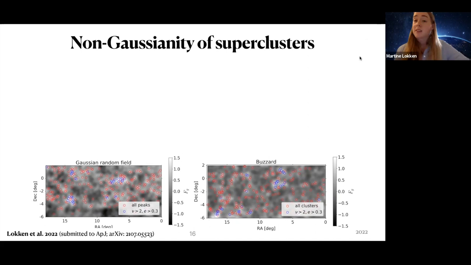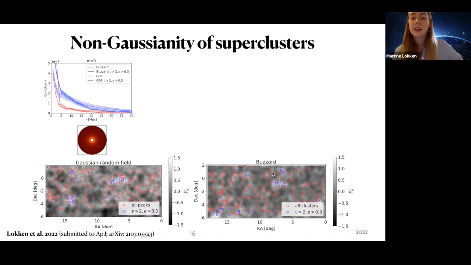So coming back to the non-Gaussianity question, we can stack the points in the Buzzard simulation and the points in the Gaussian random field, for both all peaks, all clusters, versus the thresholded peaks and clusters that surpass our definition for supercluster regions, and then compare them. And so if we look at just the m equals zero component of such stacks, beyond the central cluster area, they're very consistent. So the solid and the dashed lines are consistent with each other in both the non-threshold and threshold cases.